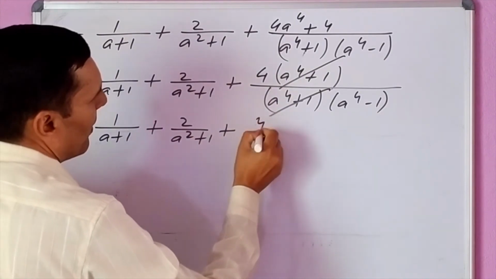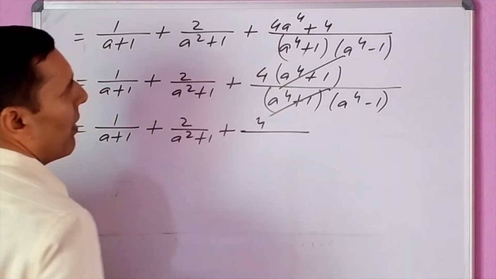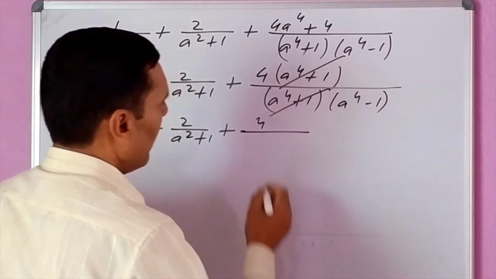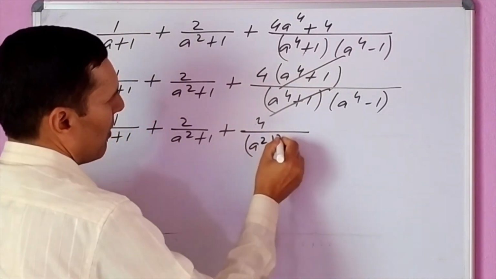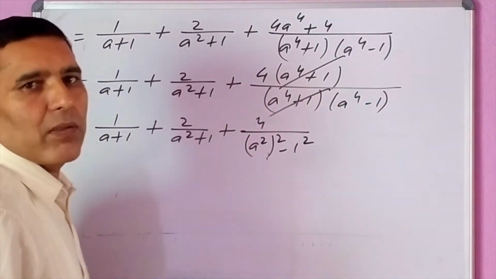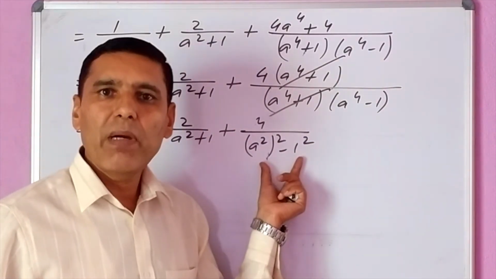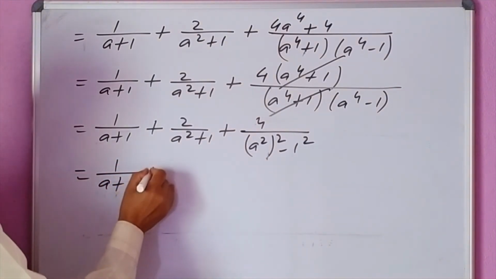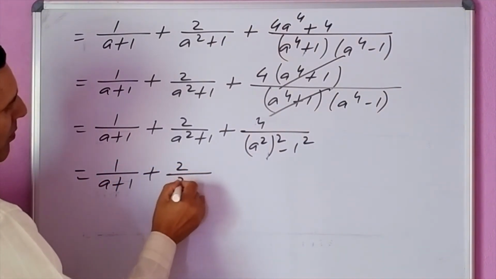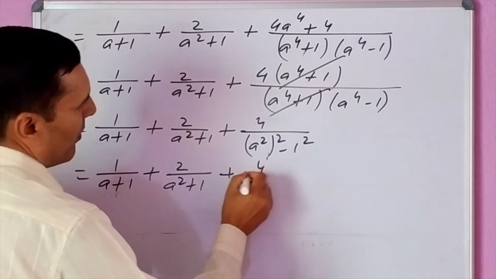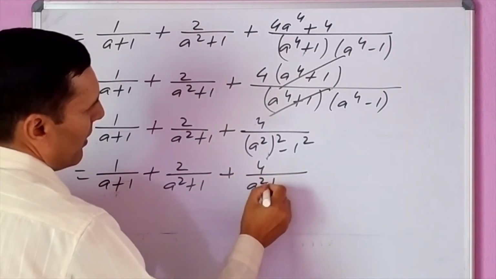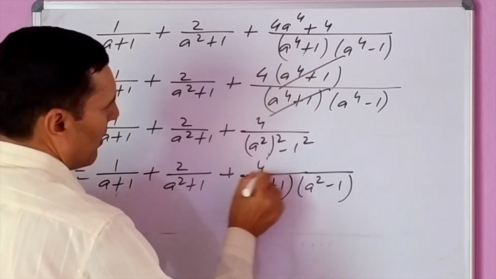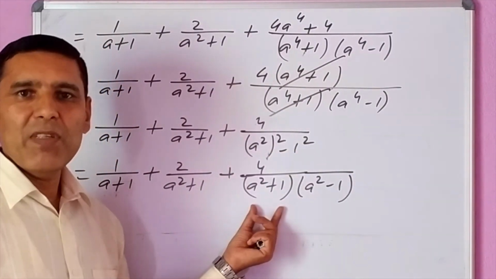Now this is 4 upon this a^4 - 1, which can be written in the form of a^2 - b^2 again, as it is (a^2)^2 - 1, which is 1 square. We can use the formula of a^2 - b^2 here. For two terms as it is, plus 4 upon (a^2 + 1)(a^2 - 1). a^2 - b^2 is (a + b)(a - b).